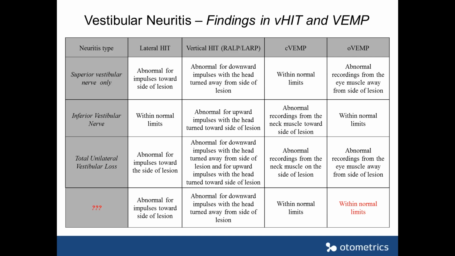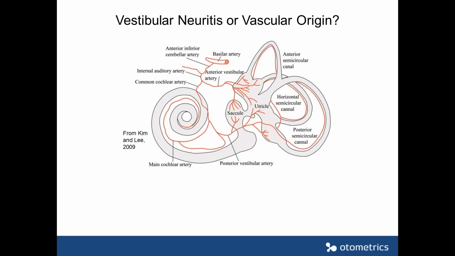Now, what if you get a case which I haven't discussed here? What if you get a case where the VHIT, both lateral and vertical, are abnormal, but cVEMP and oVEMP are both normal? This is an unusual finding because it means that the abnormality is in the canal, not the utricle and saccule. Now, this actually might be the case where there is a vascular involvement.